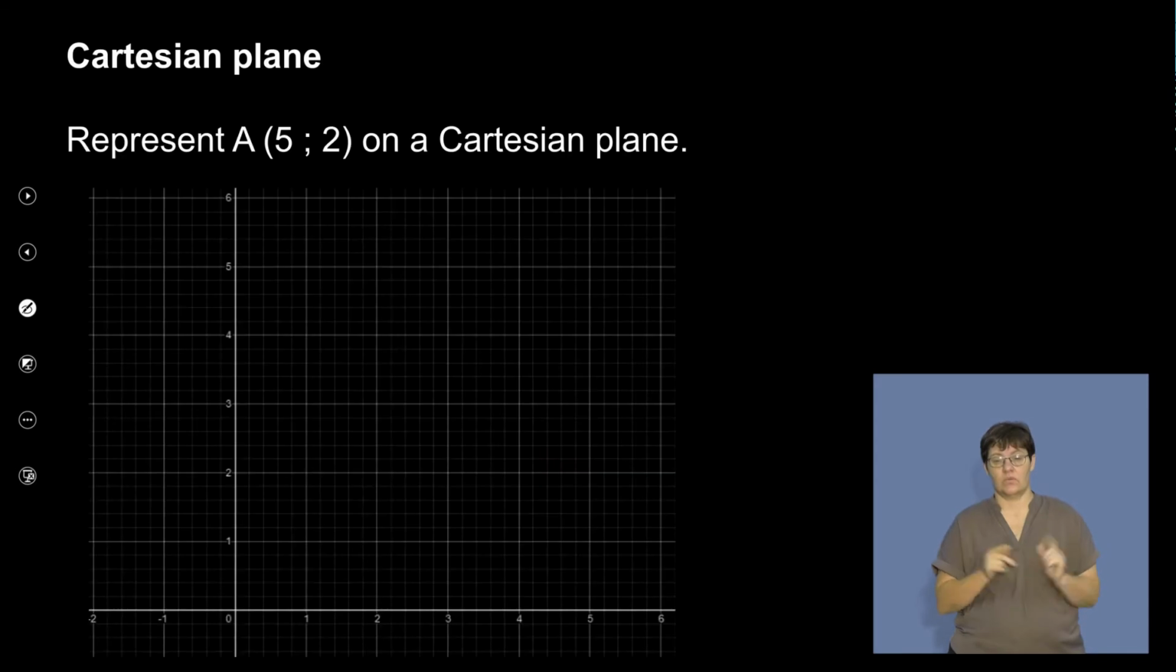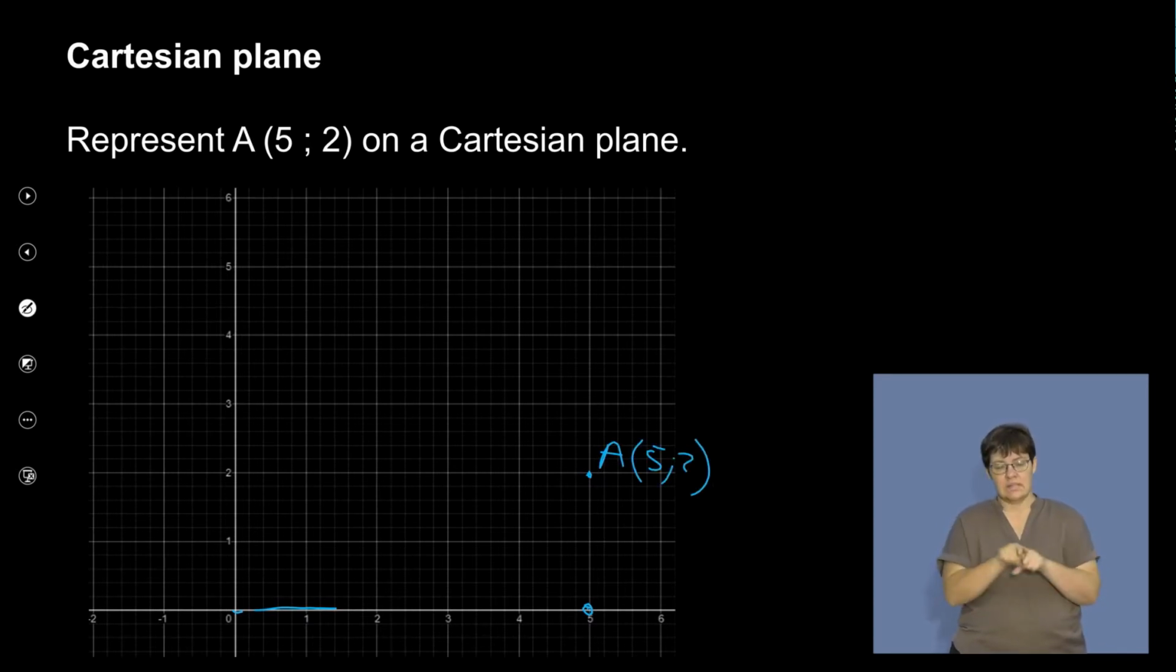So on a Cartesian plane, this would mean 5 is 5 units to the right, so I will move until I get to 5 there, right? So this is where my 5 is. And then the 2 means I must go 2 units up, which will land me at that particular point. So my point A will be the 5 and the 2.